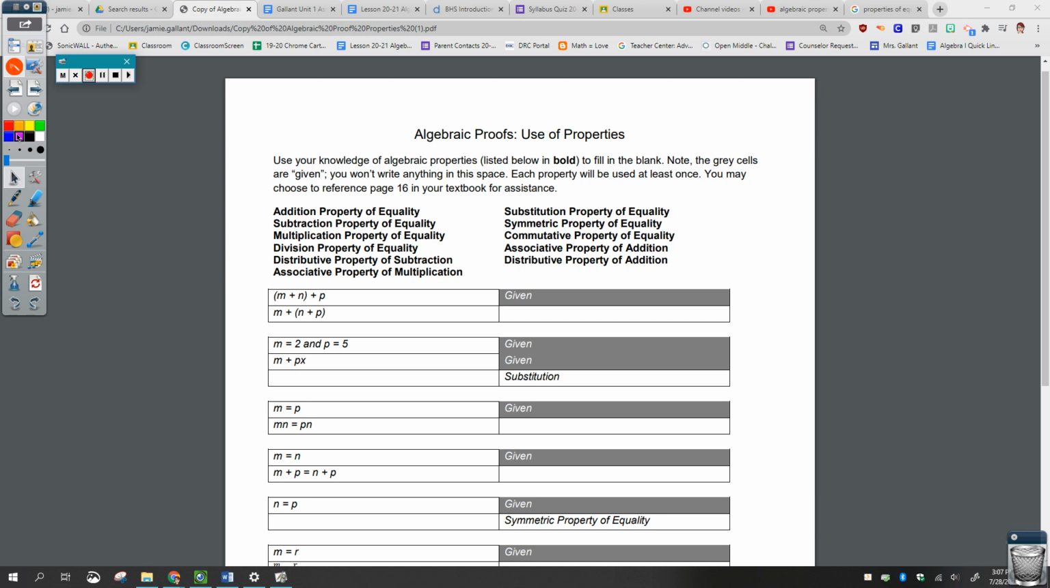This is just a quick little intro on the properties of equality. We're not going to spend a whole lot of time, but this is something that is going to be super helpful to you when you move on to geometry. And this kind of explains why we do what we do in algebra. If you look, you have a list of some properties of equality. Basically, this is a way of saying what we do to one side of an equation, we do to the other. That's what keeps it equal.